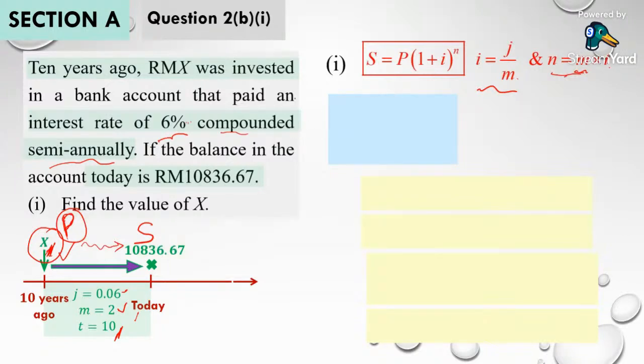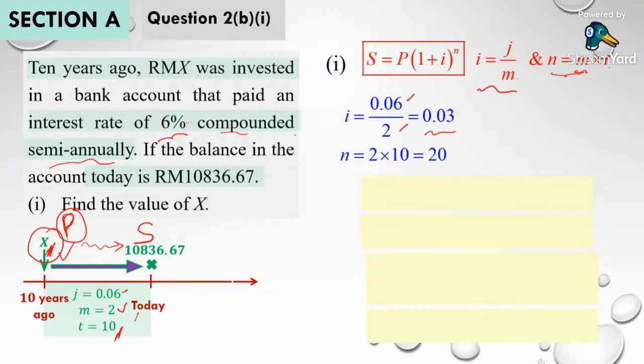Now, let us go for the calculations further, for the answer for i and also n. So as we said just now, i is the j divided by m, so simplified, 0.03. Then n is the number of times the interest is compounded in a year, multiplied by how many years go on there. So 2 times 10 equals 20. So that happens to be 20 times the interest is compounded.